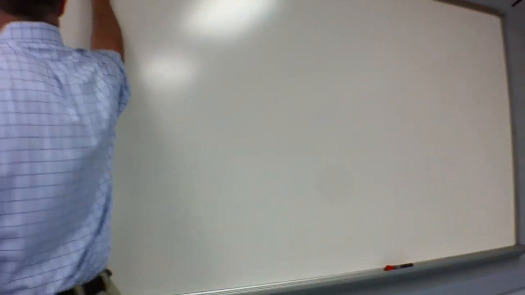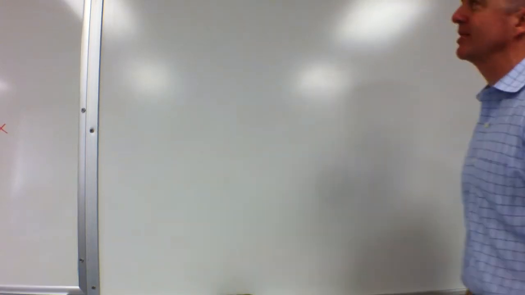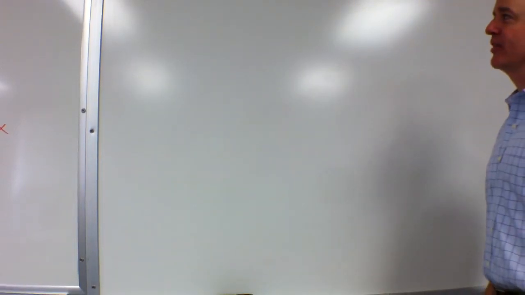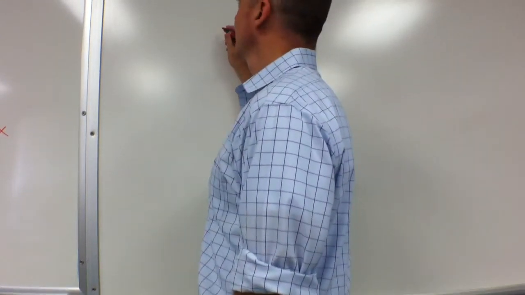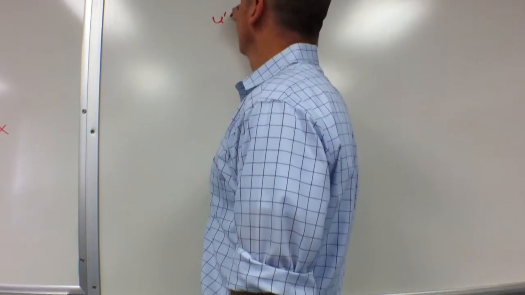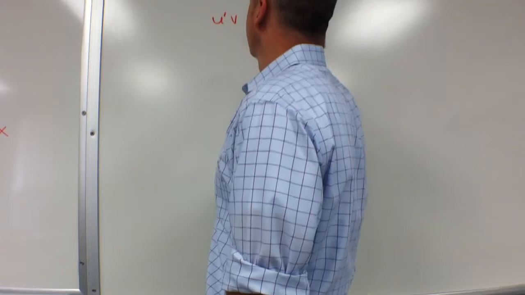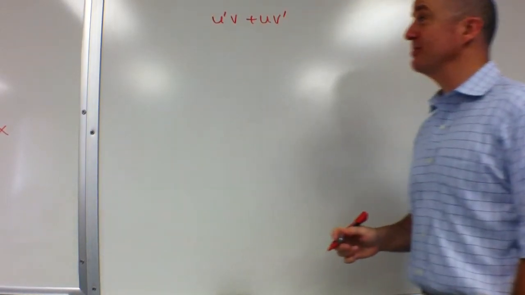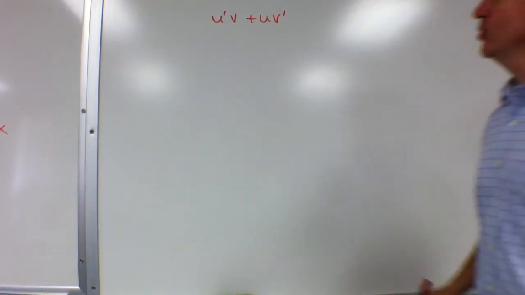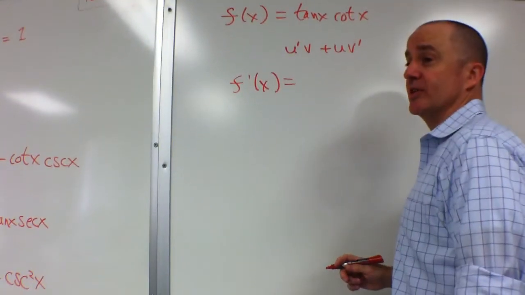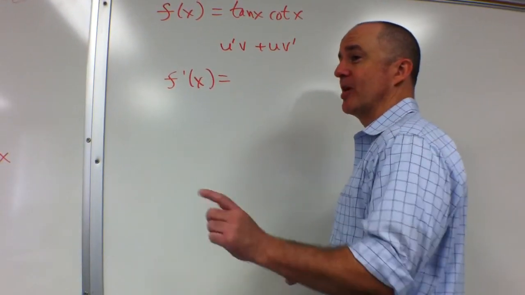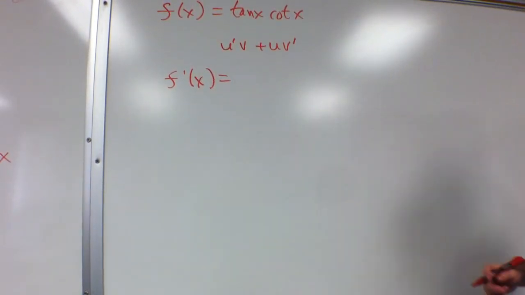There we go. So if you hadn't noticed that you were looking at two reciprocal trigonometric functions, and you had pulled out the product rule, what's the product rule again? u prime v plus uv prime. Don't mix up which is plus, which is minus. Then you would have said that f prime of x equals... Wait, no, the quotient rule is minus. Quotient rule is u prime v minus uv prime over v squared.